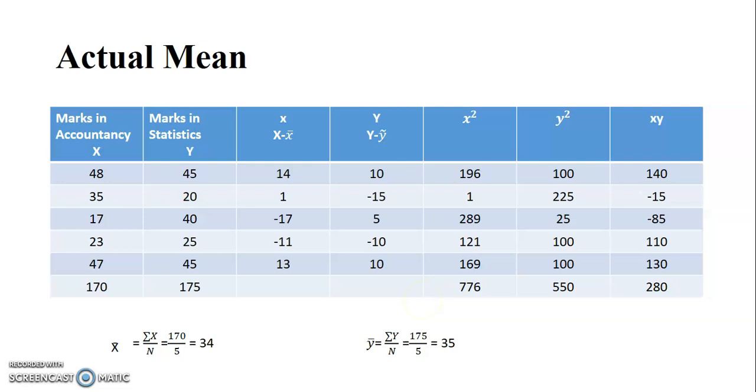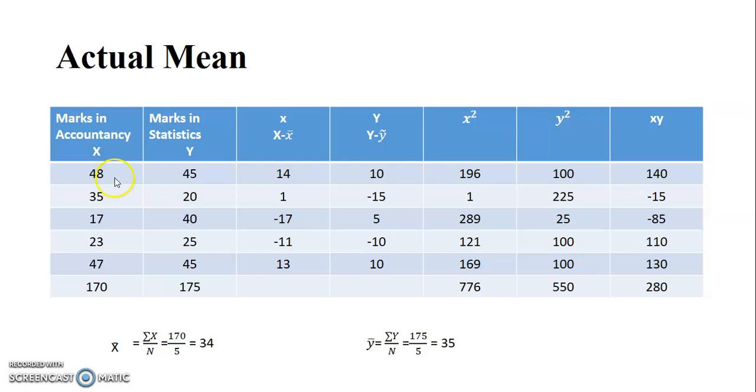Now we have one problem for calculating correlation under actual mean. Here we need to find the correlation between marks in accountancy and marks in statistics. So this is the given information. From that we can find the relationship between marks in accountancy and statistics. We represent marks in accountancy as x and marks in statistics as y.